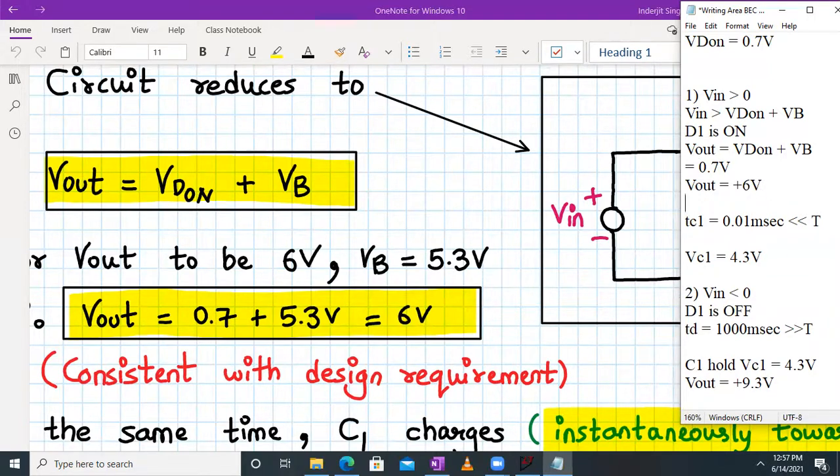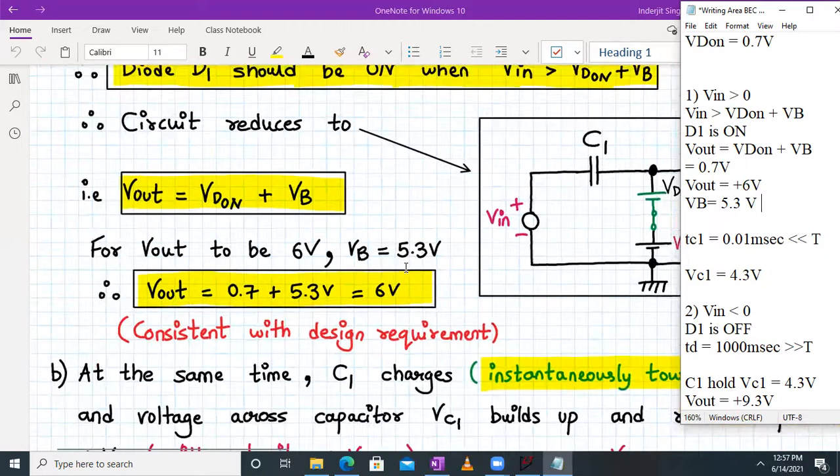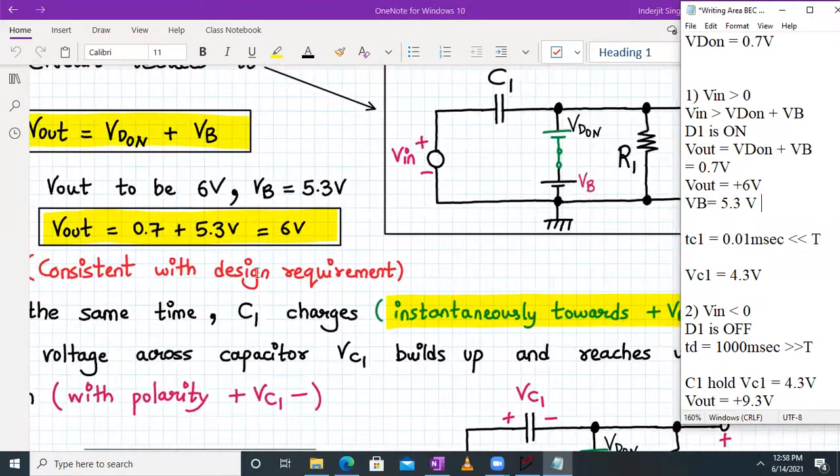So now tell me what will be the value of VB so that the output is +6. Okay, so the output will be +6 if VB is around 5.3, because VB plus VD on has to be equal to +6. So 5.3 plus 0.7 will give you +6. So VB has to be selected as 5.3. This is consistent with our design requirement.